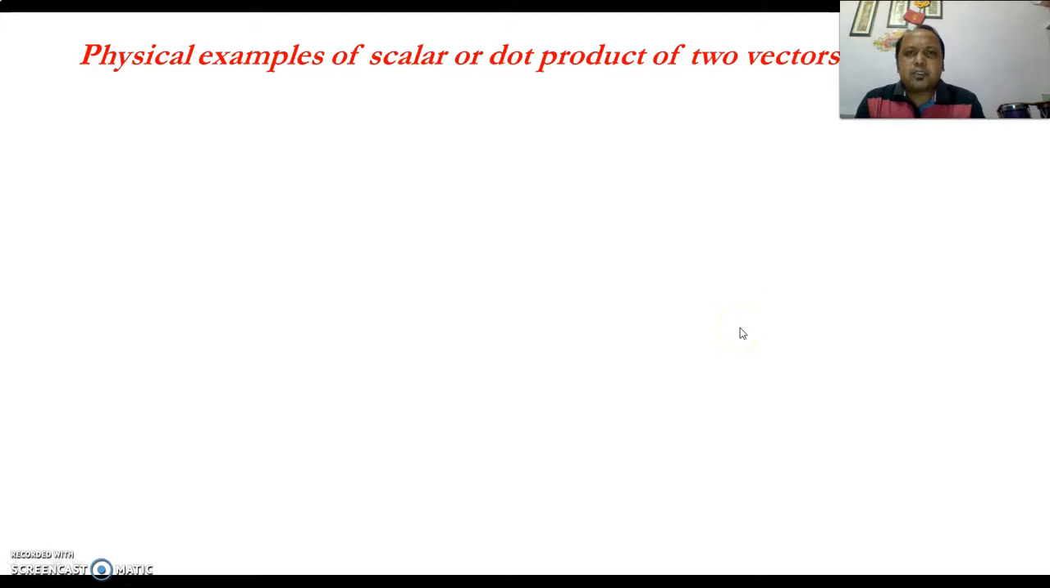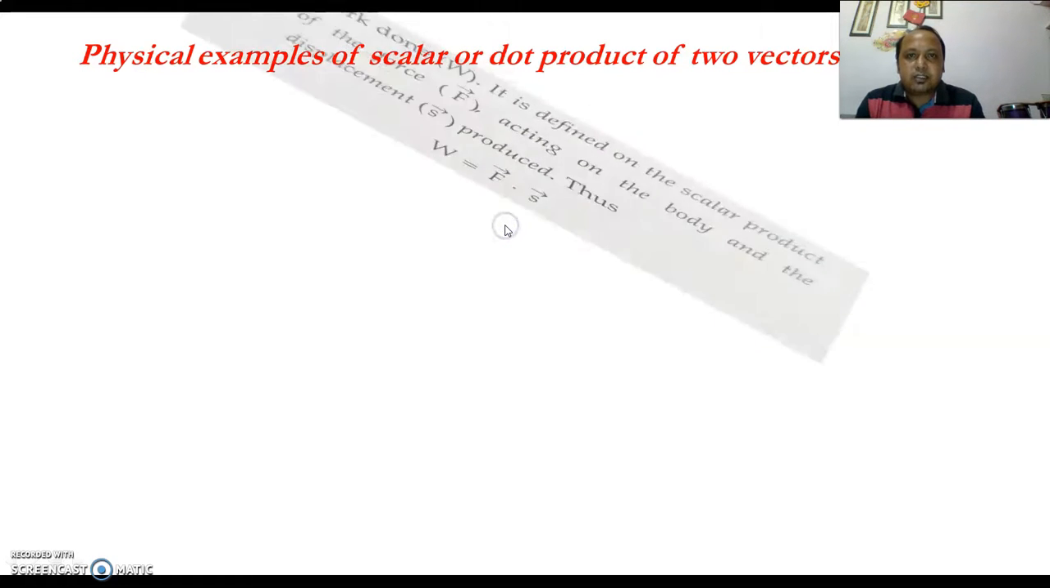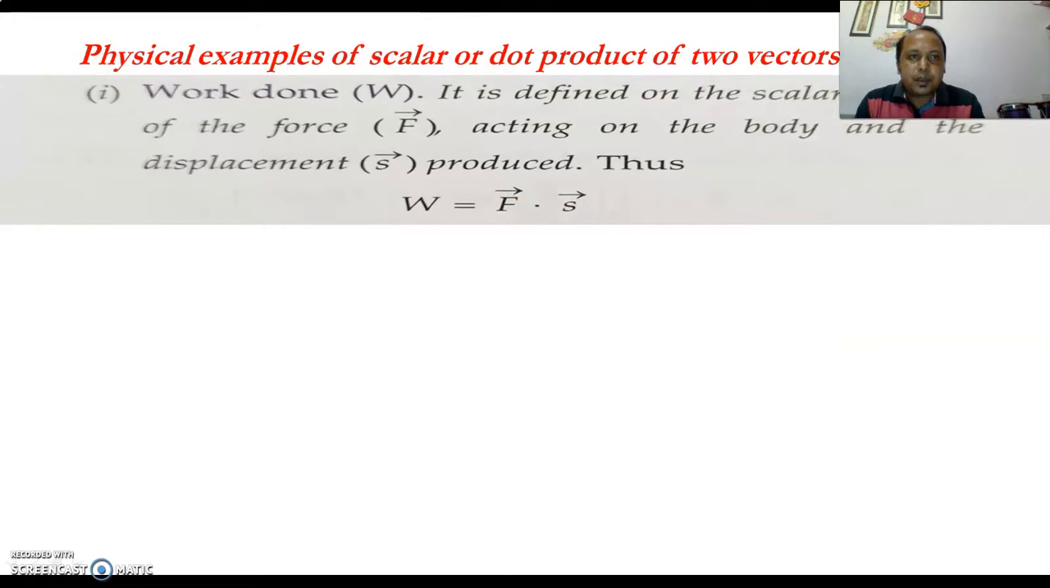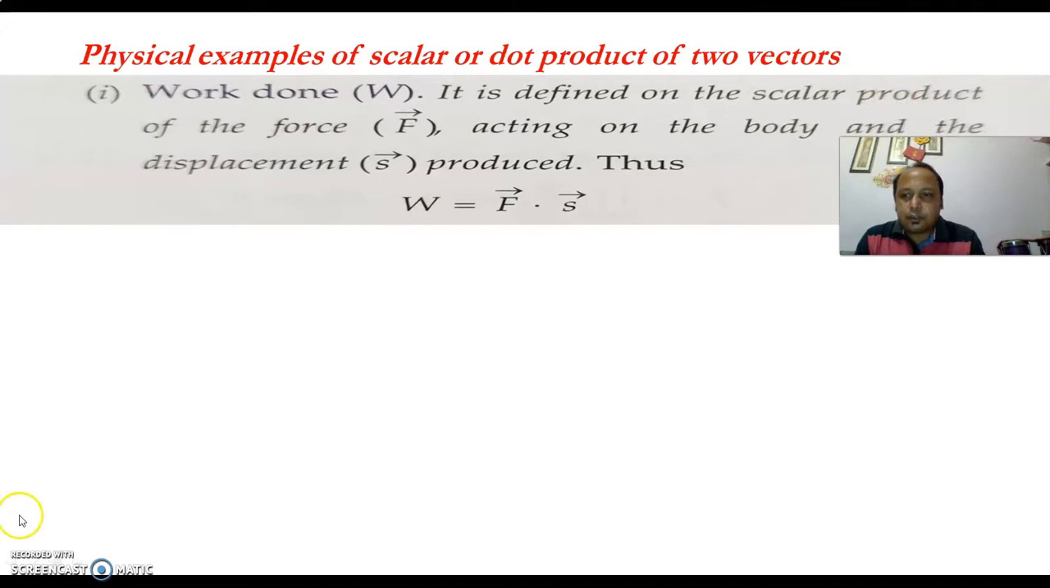Now let us discuss some actual examples which we will consider in our physical situation. So let us see those examples. The first example is when we derive a relation for work done. Suppose work is done on a body because a force F acts on the body and displaces the body by S. So force and displacement both are vector quantities. So the dot product of force and displacement gives us the work done. I hope this is very clear to you.